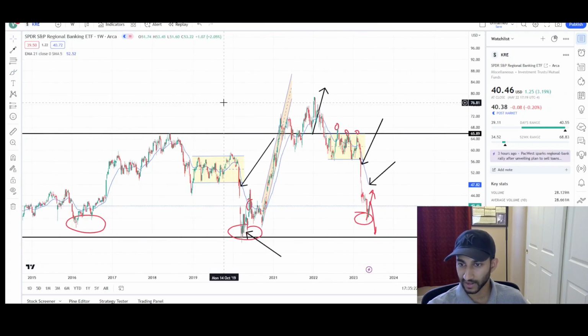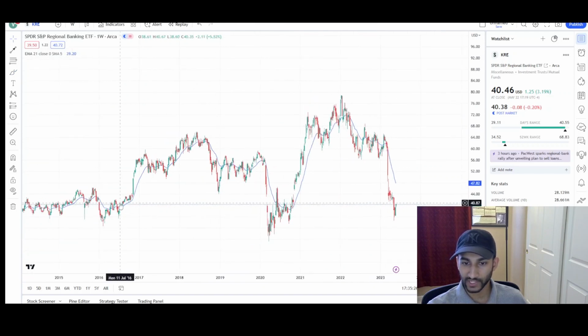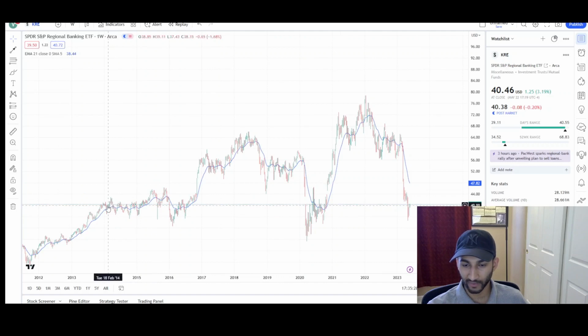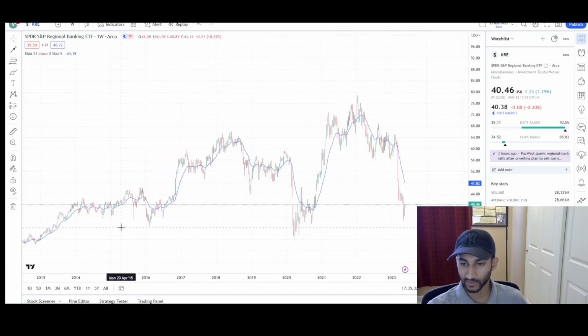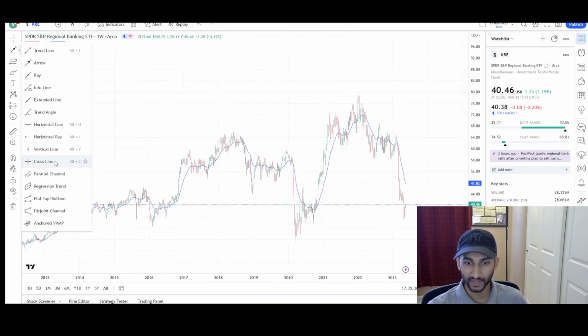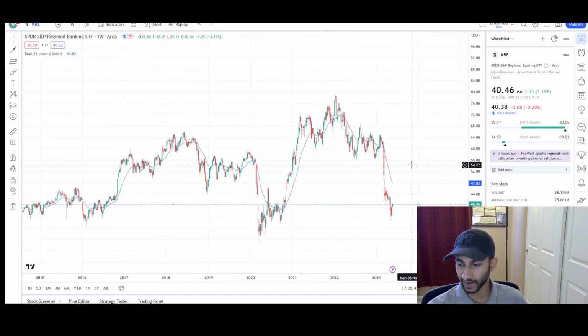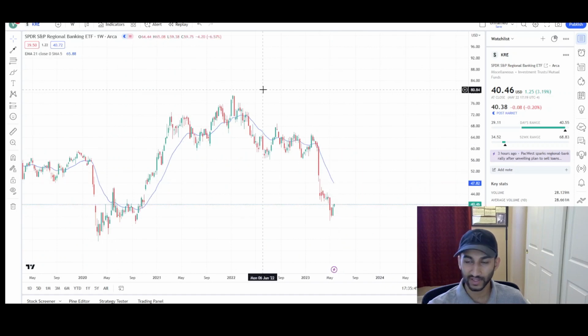Basically just looking for a pullback towards the EMA. Very ranging pattern. You can see that we're still trading at the same price level as in 2014, 2015. So even though we see these moves up and down, basically it's just a ranging pattern. So right now, since we're near the lows of the range, there's a good chance we see prices continue to move higher, at least in the short term. So that's all I have for KRE.